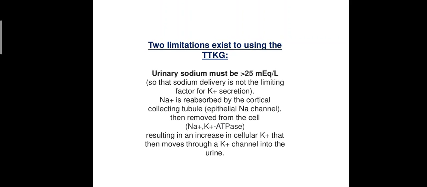In order to do the TTKG, there are two conditions that should be met simultaneously. One, your urine sodium should be more than 25. Why do you want a urine sodium more than 25? Because of the optimum function of the collecting duct, because it depends upon the sodium delivery. So that sodium delivery is not a limiting factor for the potassium excretion. So that's why you need an optimum sodium delivery. So you should have a urinary sodium more than 25.